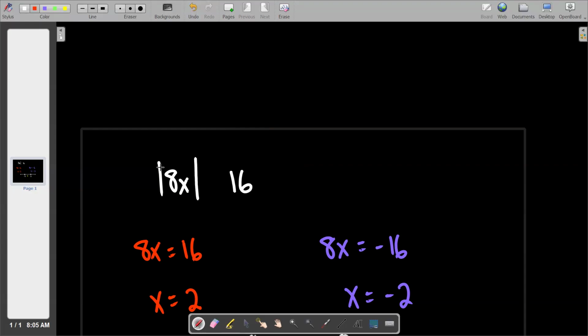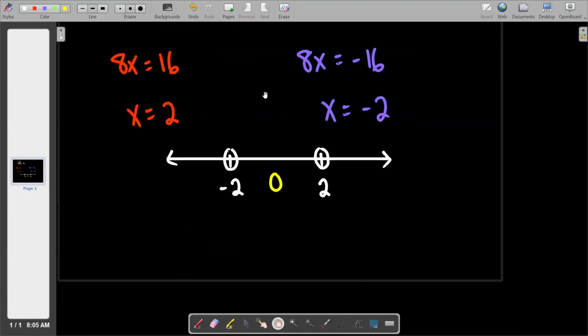So it said is greater than. So let's test it. If we put 0 right there, do the math. What's 8 times 0? And what is the absolute value of 0? It is 0. And is 0 greater than 16? So here's what I can tell you, and I can say this now.